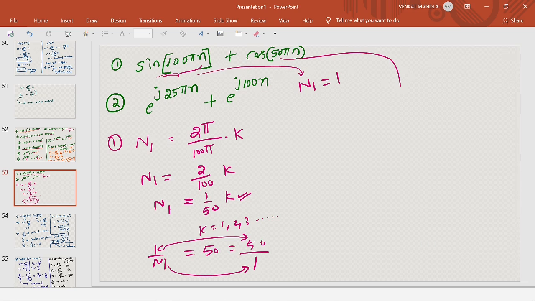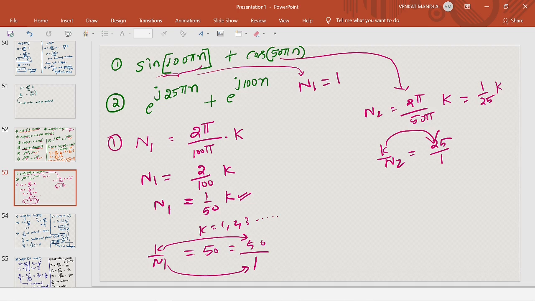And for this one, N2 equals 2π by ω₀, with ω₀ equal to 50π, into k, that equals 1 by 25 into k. So k by N2 equals 25 by 1, and for k equal to 25, N2 equals 1, that is the integer. So N2 equals 1 for k equal to 25. Minimum integer value is 1. So this is the fundamental period of cos 50πn.